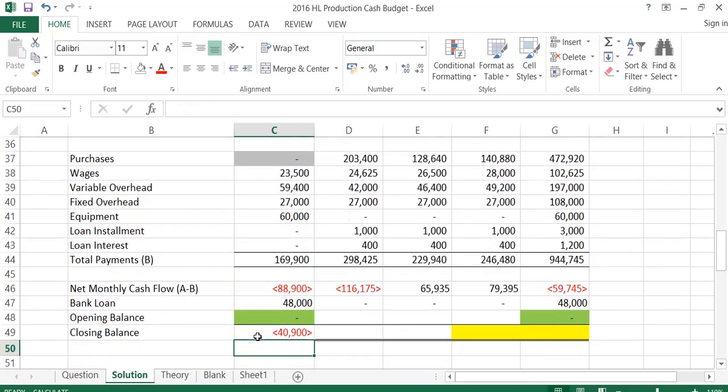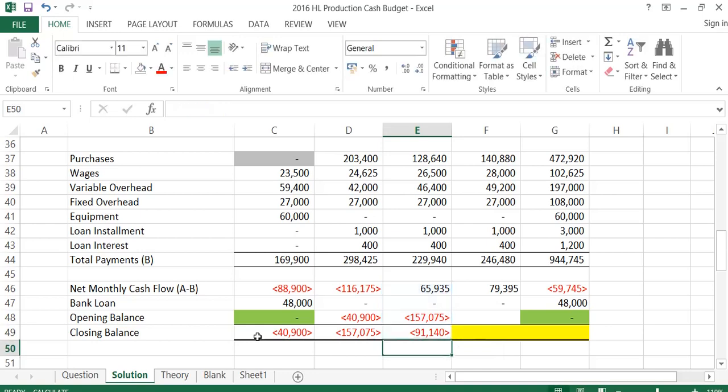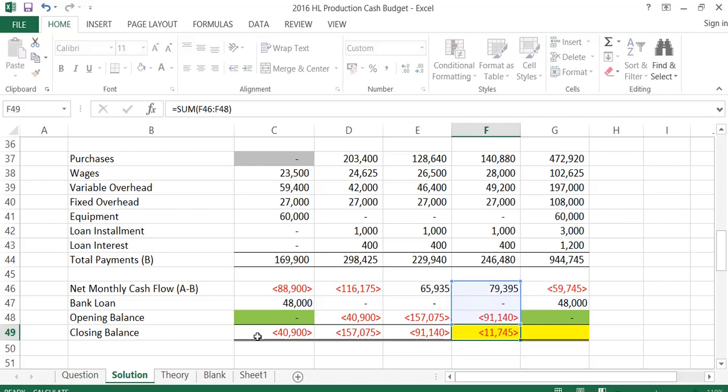So minus 88,900 plus 48 is minus 40,900. My closing balance in July will be my opening balance in August. Again, I total these down. My closing balance in August will be my opening balance in September. Again, I'm going to total these down. My closing balance in September will be my opening balance in October. I'm going to total these down to give me minus 11,745.